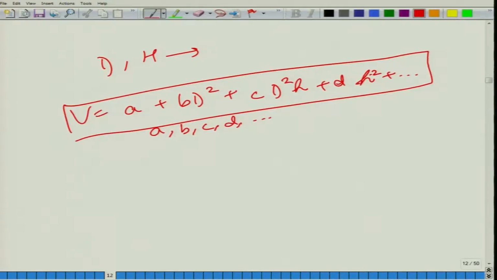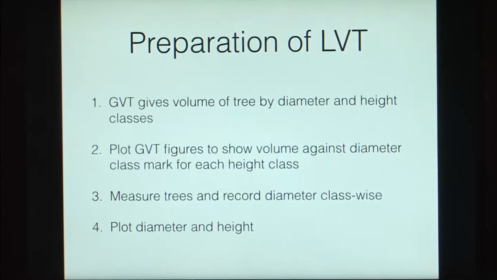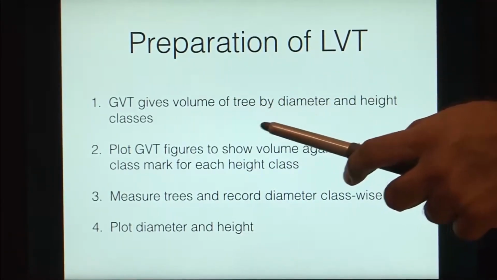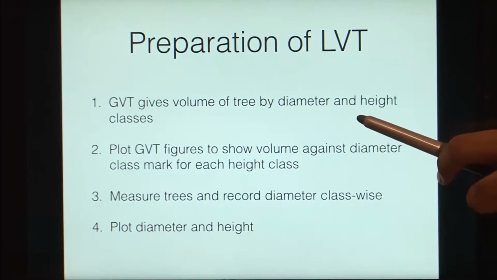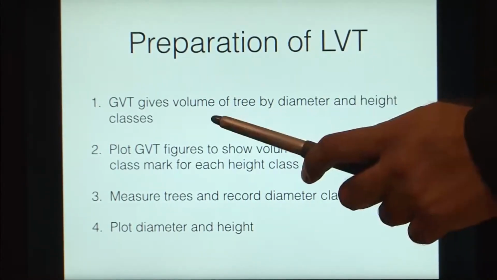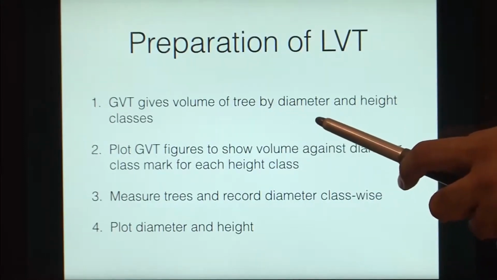So, that was about the general volume tables. How about the local volume tables? So, remember that a local volume table is derived from a general volume table. Our general volume table gives us the volume of the tree by diameter and height classes. Now, when we want to get our local volume tables, we need our volume in terms of the diameter only.